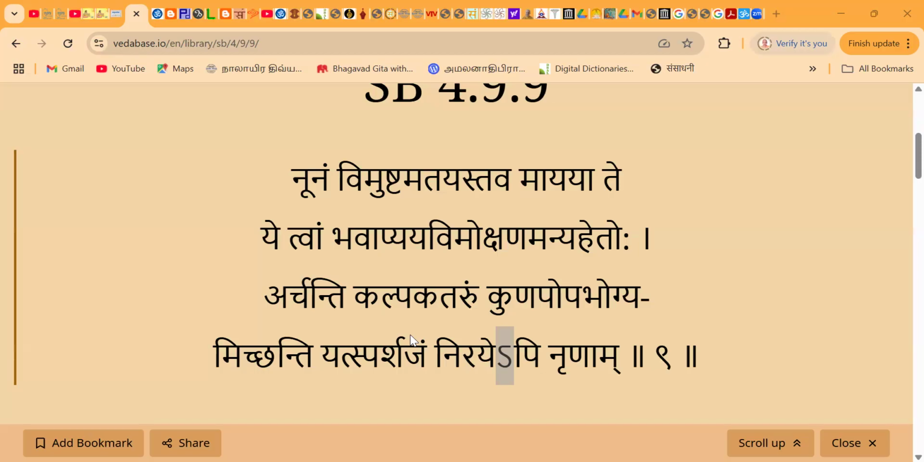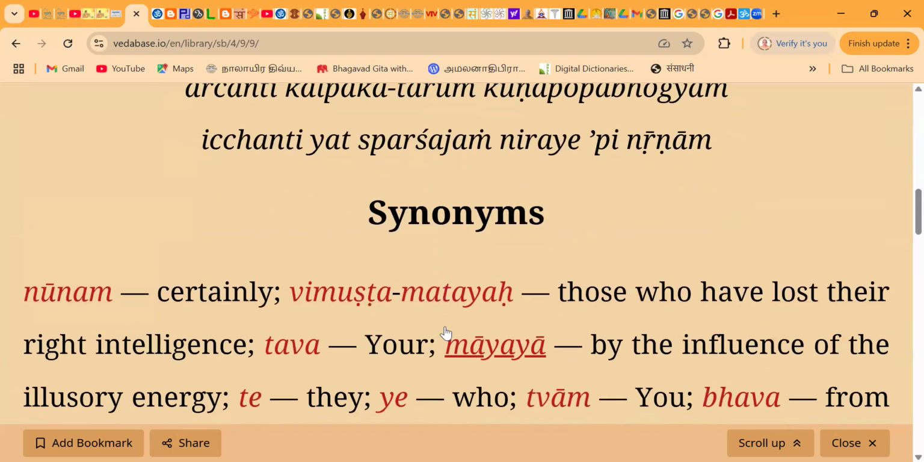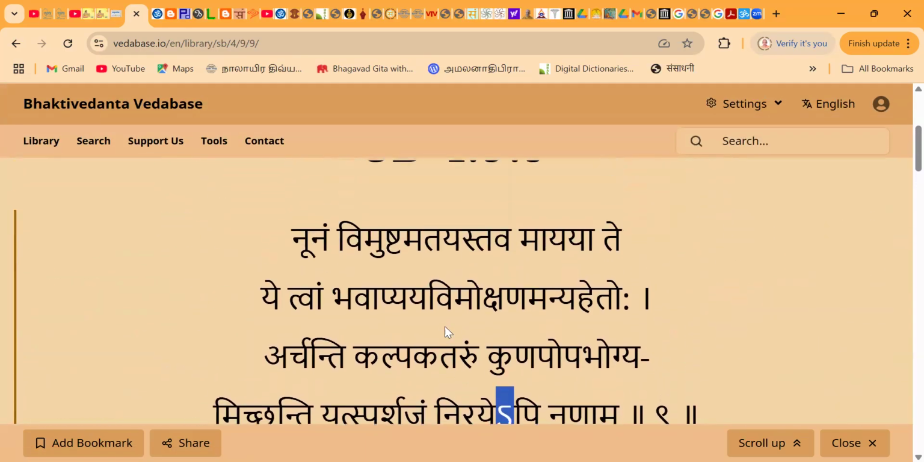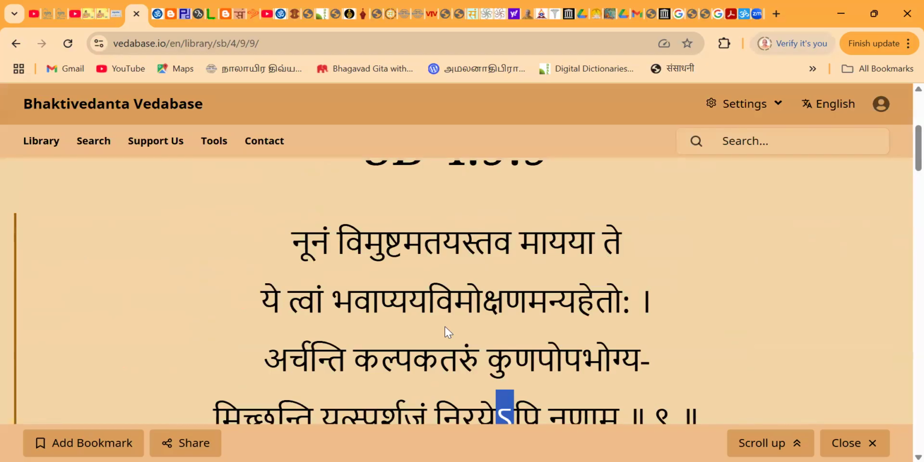So here Dhruva Maharaj says that those people who worship you, archanti. What is the nature of Krishna? Bhavapyaya vimokshanam. One who is the giver of liberation from the cycle of birth and death. Bhava means birth, apyaya means death. Vimokshanam means one who gives liberation from the cycle of birth and death.